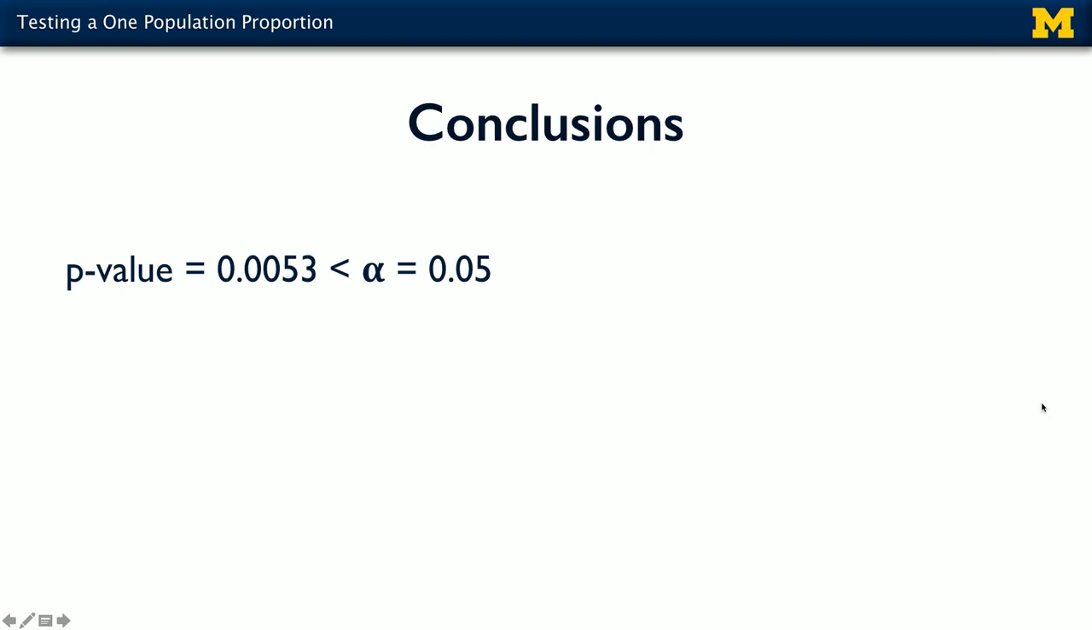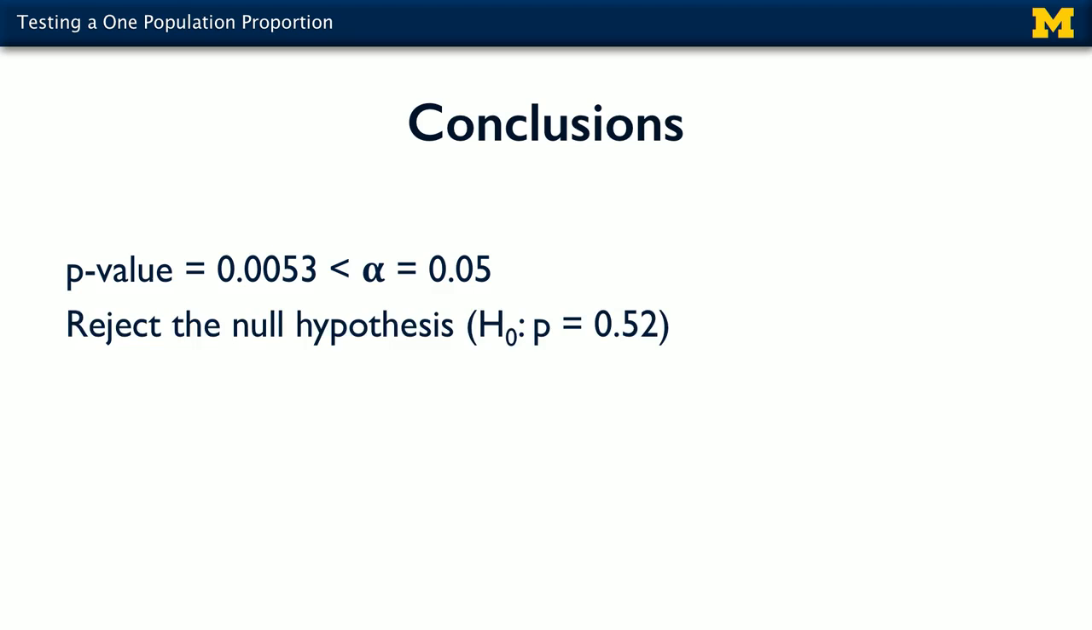Now that we have our p-value, we can come up with a conclusion with it. We have a p-value of 0.0053, and we notice that that's less than the alpha we set earlier in the hypotheses. Because it's less than our alpha of 0.05, that means we will reject the null hypothesis, that p equals 0.52. Basically, we got a result that was very unlikely to occur. So now our initial assumption, we're starting to not really believe it quite as much.